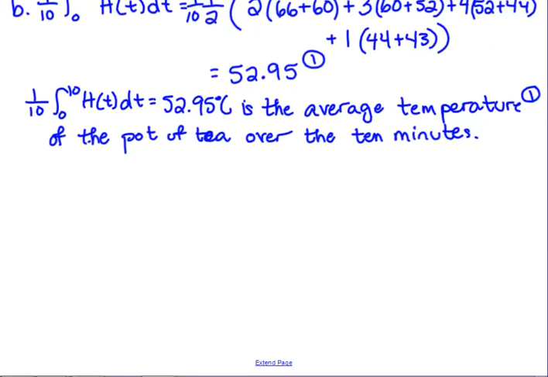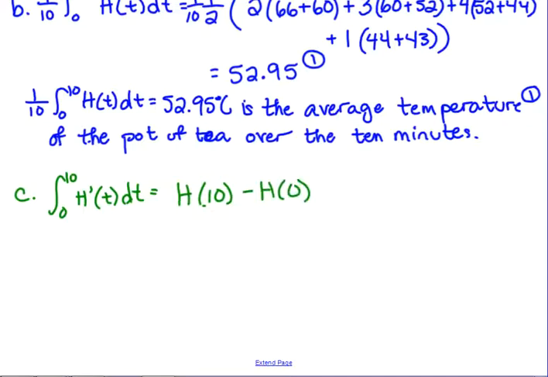All right, part C. Part C says evaluate the integral from 0 to 10 of h prime of t dt. So again, at least write this down, and don't erase it, even if you don't know what to do from there. But remember, integral of a derivative, they cancel out, but you plug in your limits in these problems. So h of 10 minus h of 0, which is 43 minus 66, and that's negative 23.